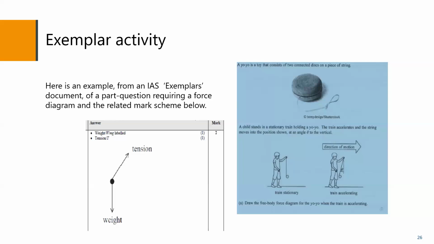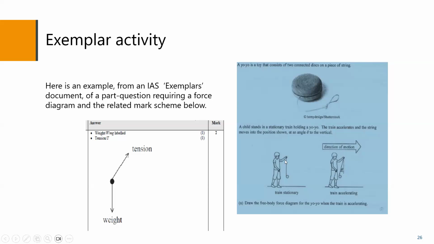A yo-yo is a toy that consists of two connected discs on a piece of string. I know toy shops don't describe them that way, but that's basically what they are. A child stands in a stationary train holding a yo-yo. The train accelerates and the string moves into the position shown at an angle theta to the vertical. So you can see the two diagrams.